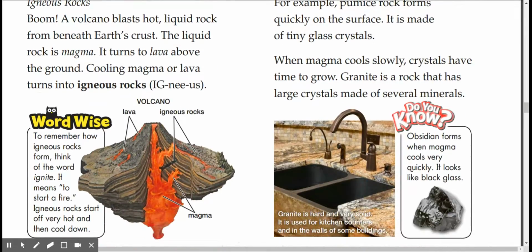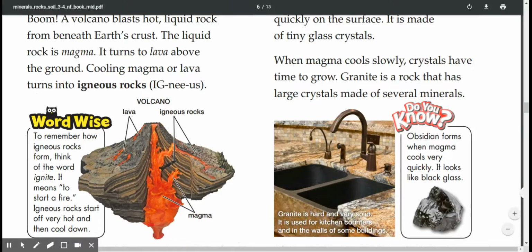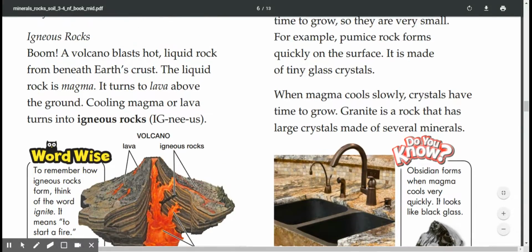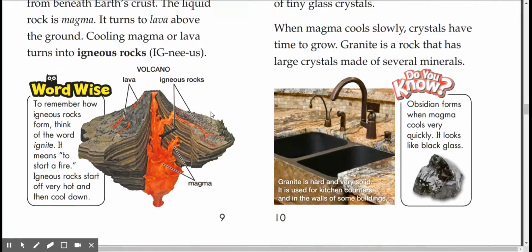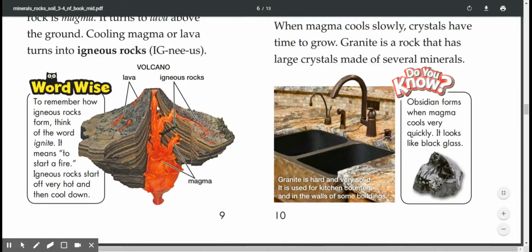Igneous rocks. I think we talked about this a little bit when we talked about volcanoes. So boom, a volcano blasts hot liquid rock from beneath the Earth's crust. You should know that the liquid rock underneath the surface is called magma. When it comes out onto the surface of the planet, when the volcano erupts, it is called lava. This lava, this magma, when it cools down, it creates igneous rocks.